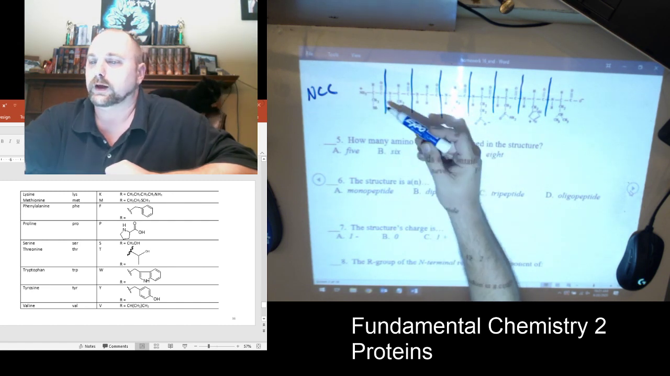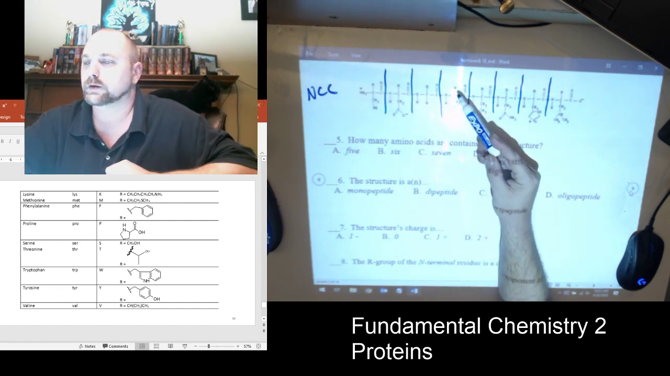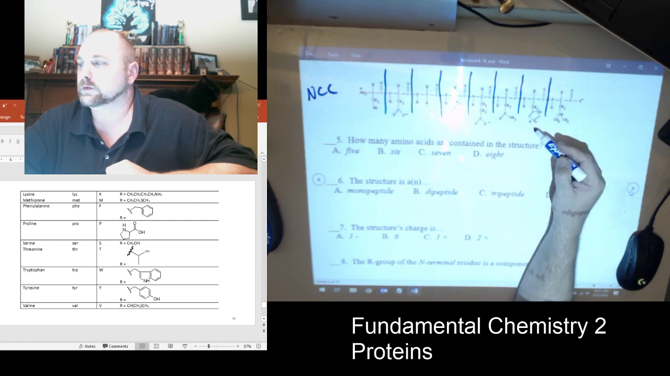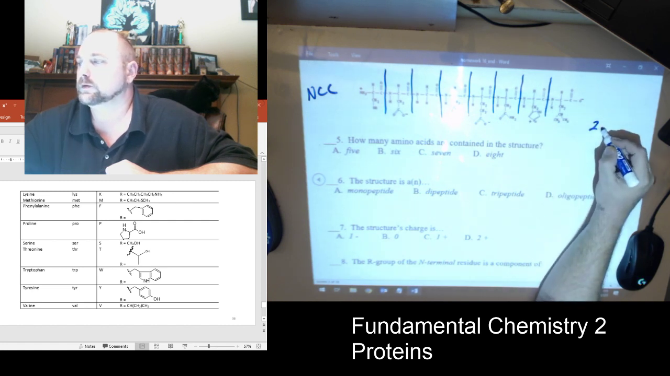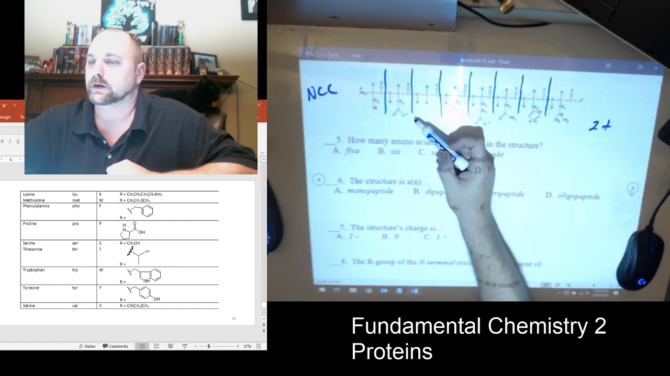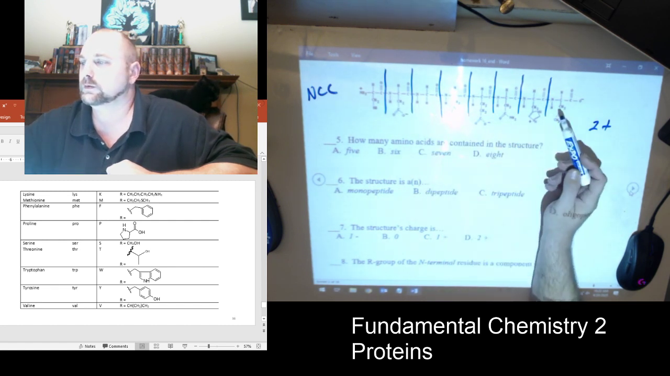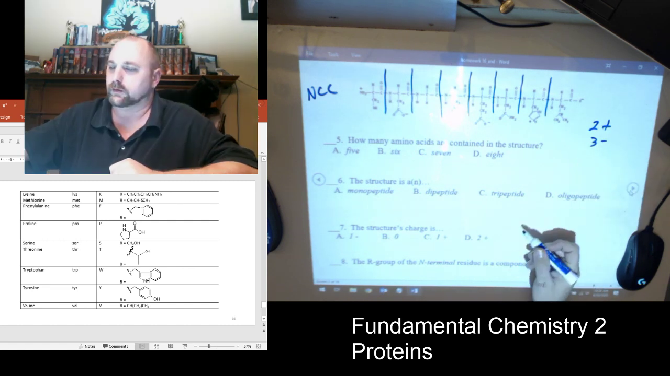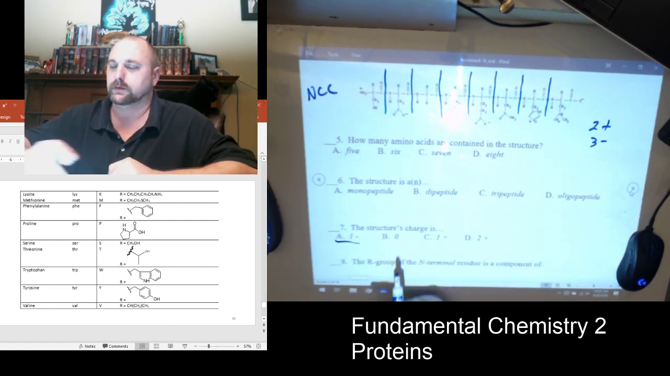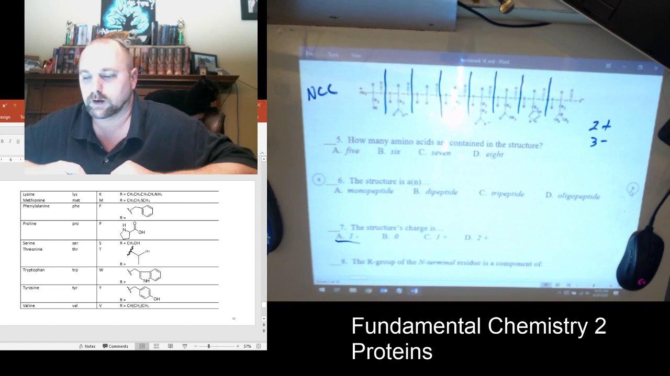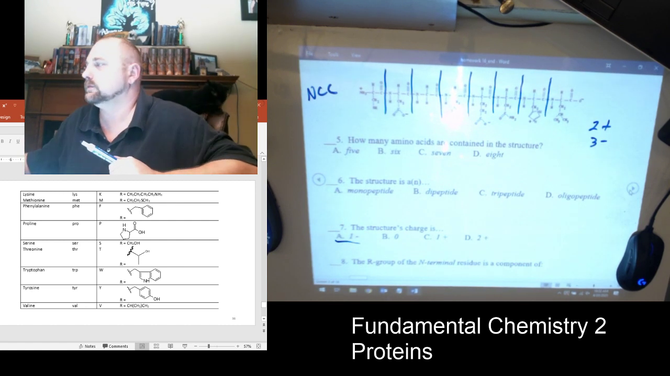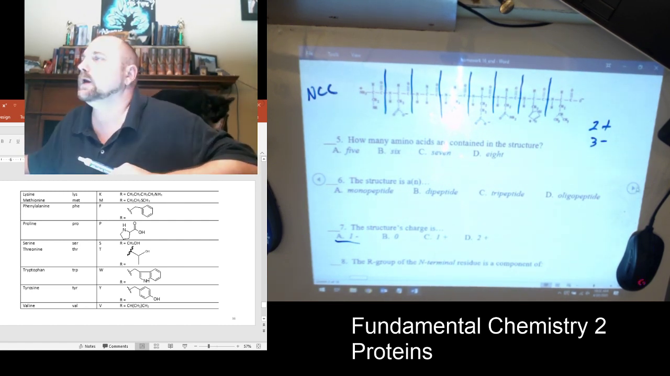So I have 2 positives, and I have 1, 2, 3 negatives. So its overall charge is 1 minus. Alright, and the argument on, sorry, my glue is wearing out.